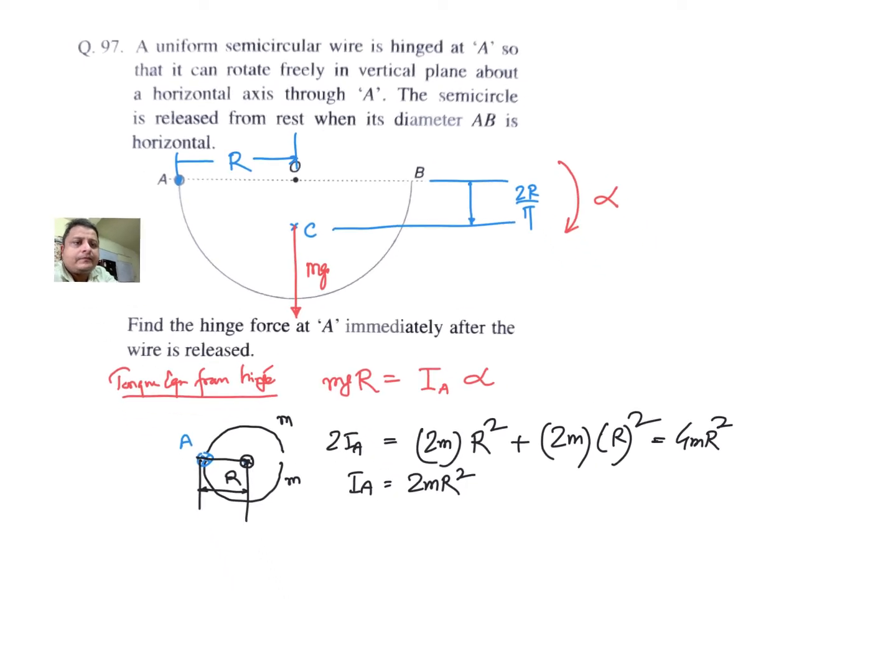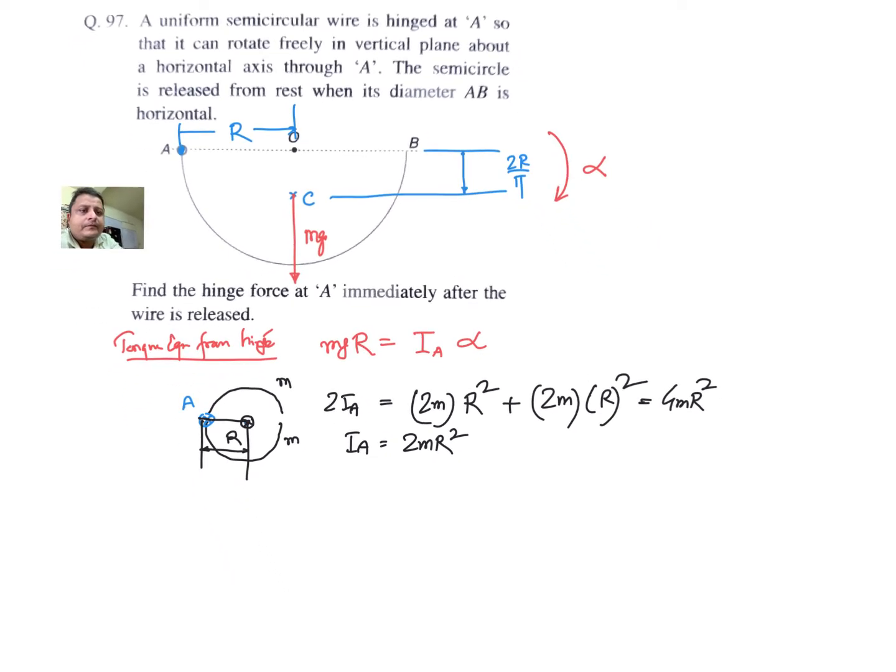Therefore in the torque equation we can write mg into r is equal to 2m r squared times alpha, which implies alpha is equal to g divided by 2r.